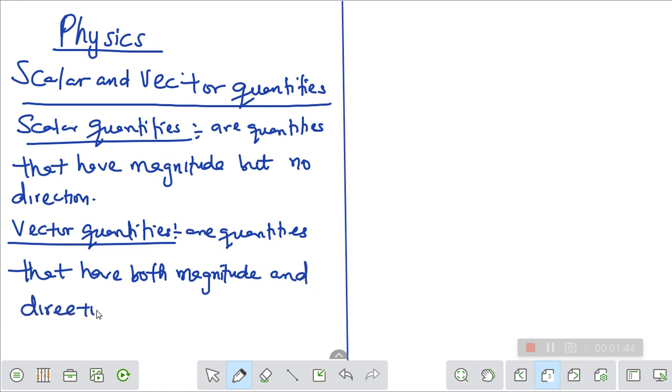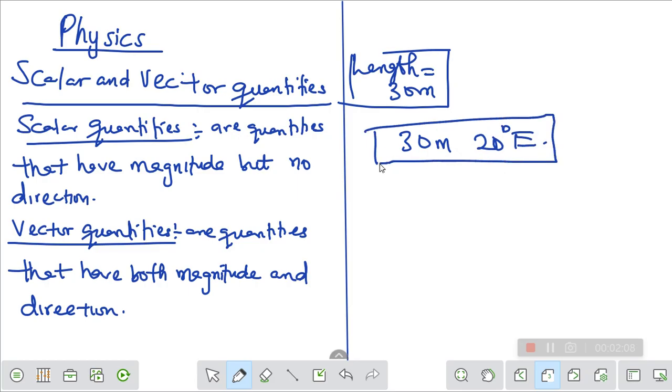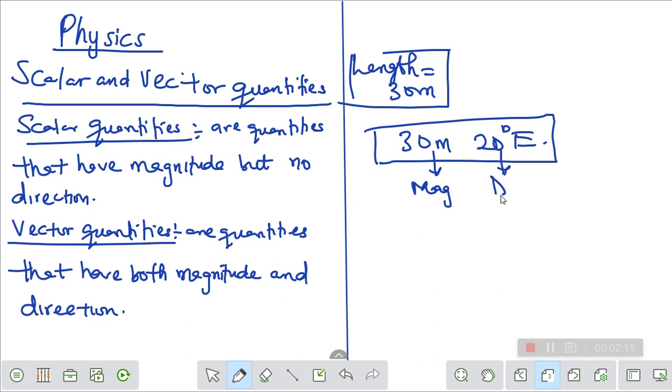Now a scalar quantity is like, maybe I gave you 30 meter, I gave you a length, and the length is 30 meter. I didn't tell you the direction, so this is just a magnitude. But if I say 30 meter, and now say 20 degree east, it has become what? It has magnitude, and this is the direction. So this has become a vector quantity. But this is a what? Scalar. So that's what we call it.